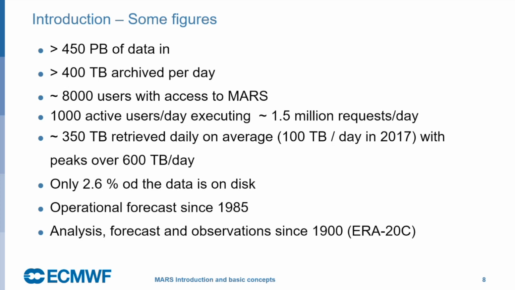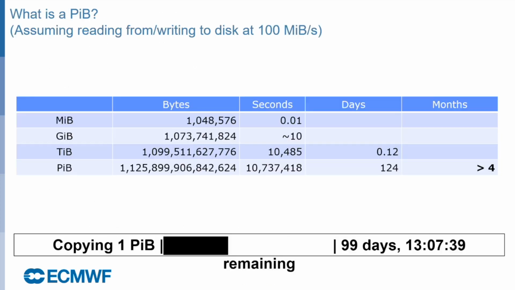What is important to say is that only 2.6% of the data volume is stored on the disks on the HPC and DHS, and more than 90% of the data is on tapes. So when you are querying for historical data, it is most likely that the data will be on the tape. We keep operational forecast, which is produced since 1985, and also analysis and observations, which started with ERA 20C.